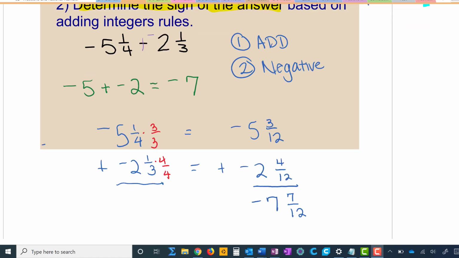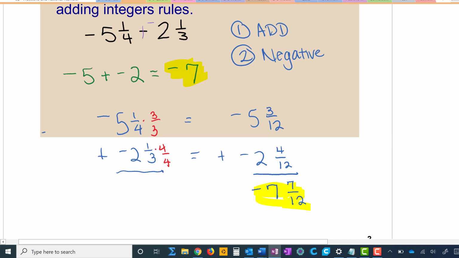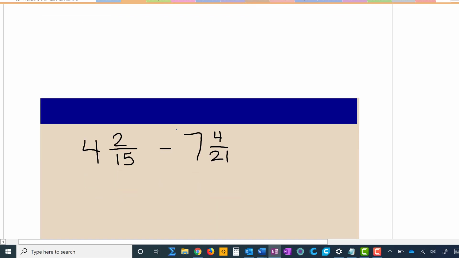Once I get common denominators and add, I end up with negative 7 and 7/12. Notice that answer is fairly similar to when I dropped the fractions and just added the whole number. So that's a way to check and make sure that you're using the right process. Let's look at another example.